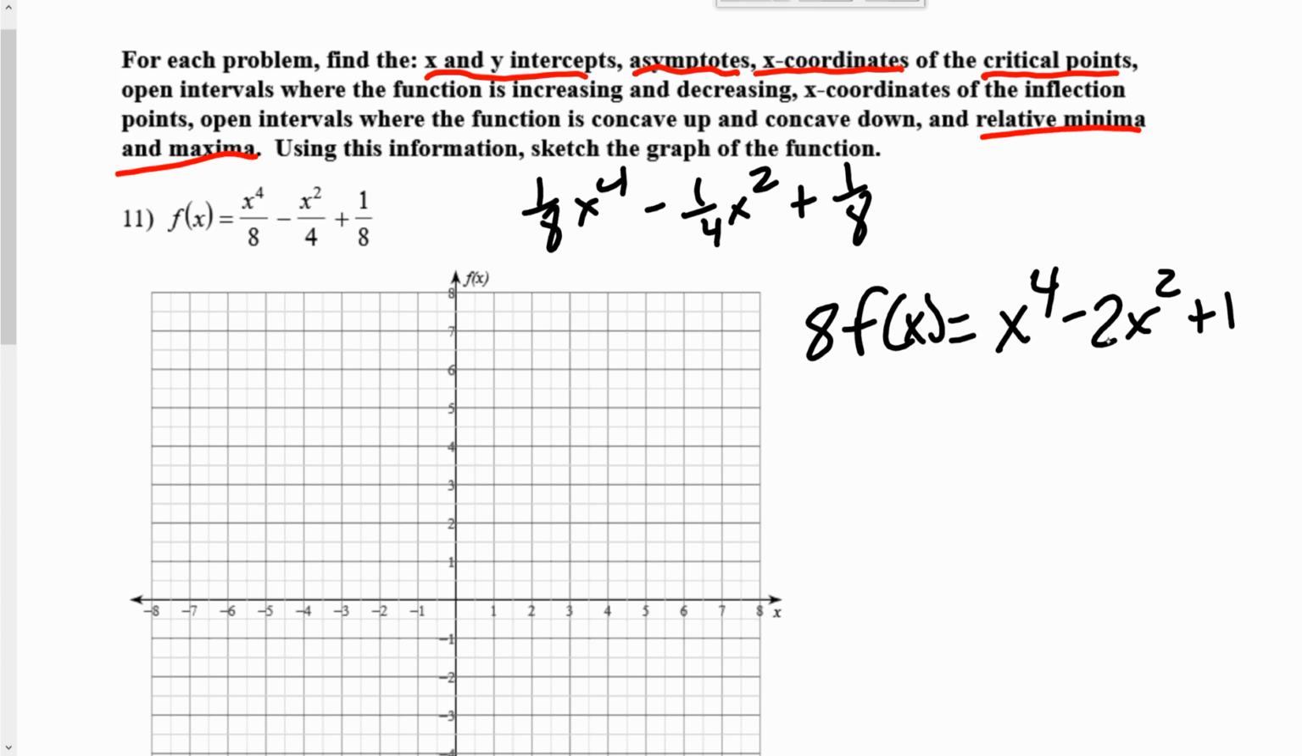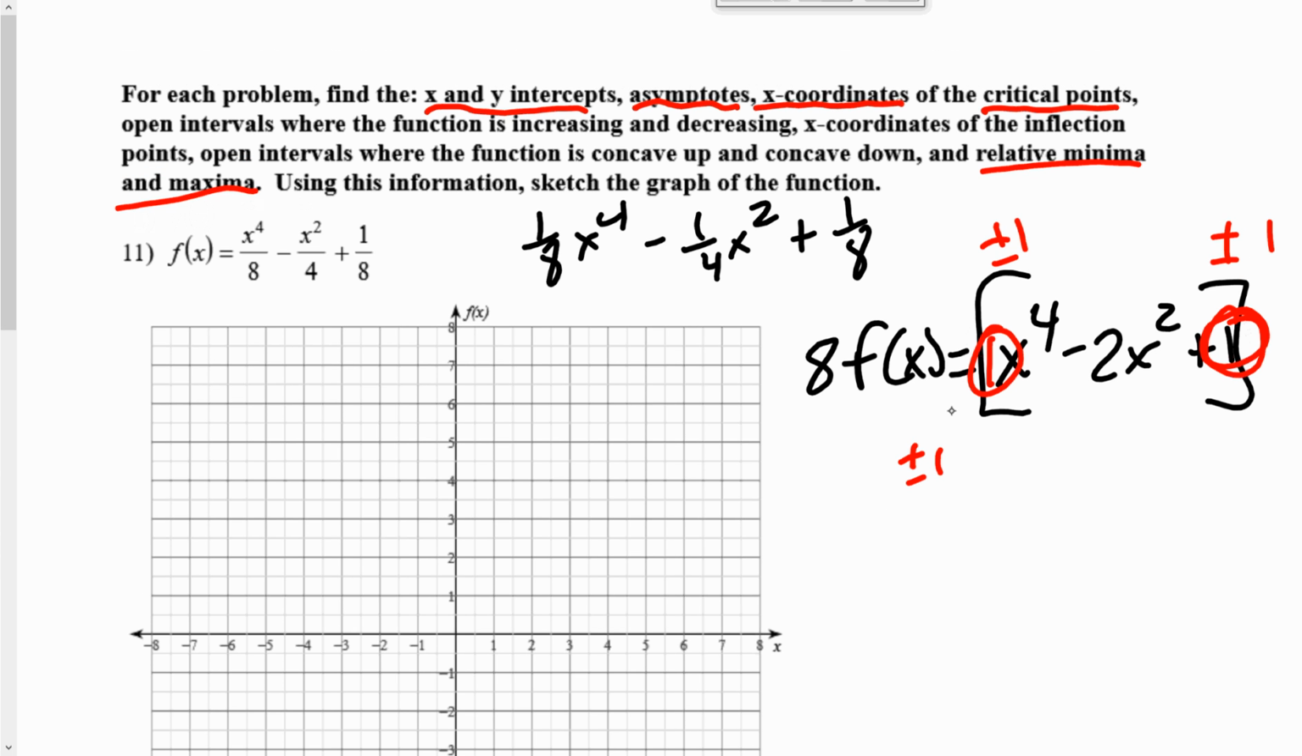So what I want to do here is I'm just going to focus on this, just because I really don't want to do those fractions. And so I take the factors of my constant, which are plus or minus 1, over the factors of my lead coefficient, which are plus or minus 1. Divide each of those, and so my possibilities are plus or minus 1. Okay, so I'm finding my x-intercepts here. So I list my coefficients, 0 for x cubed, 0 for x, and then my constant 1. So I'll plug in 1, which is going to work.